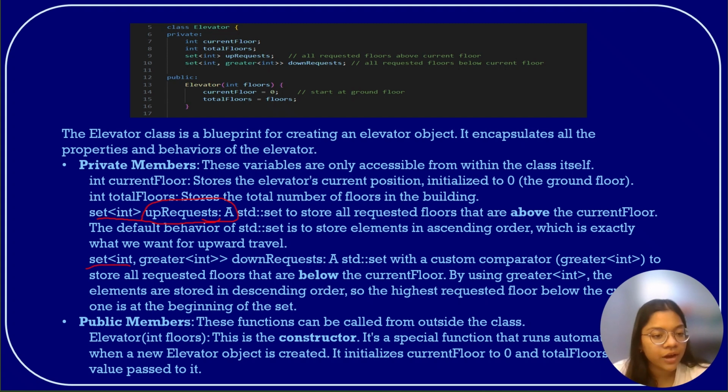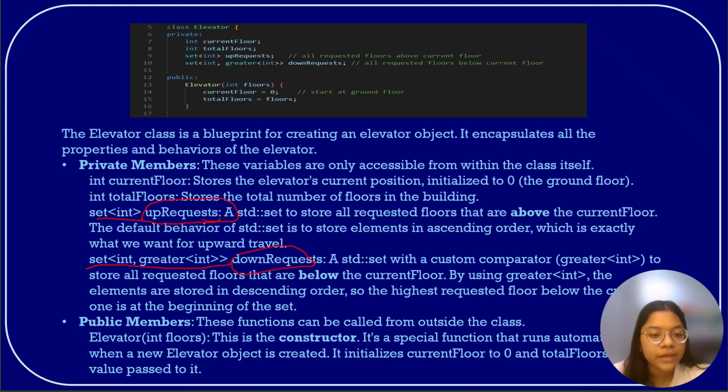Next, I have defined another set named down_request. Variable name is down_request. Here I have written something like int comma greater<int>. What is the meaning of this? By writing this, I tell the set that I want to store whatever integers I am giving in descending order, that is, from highest to lowest.